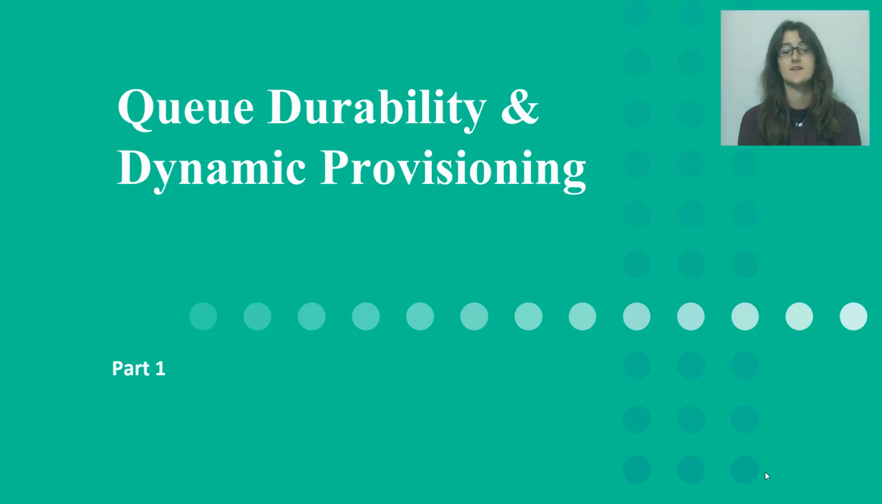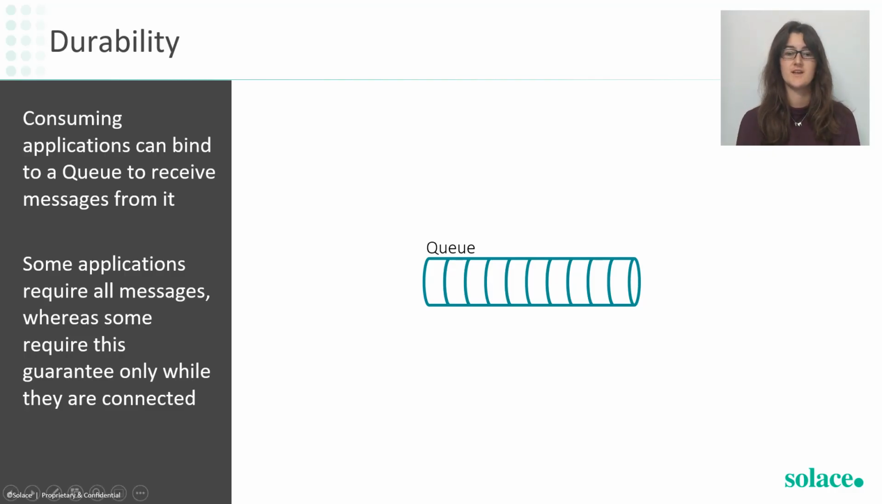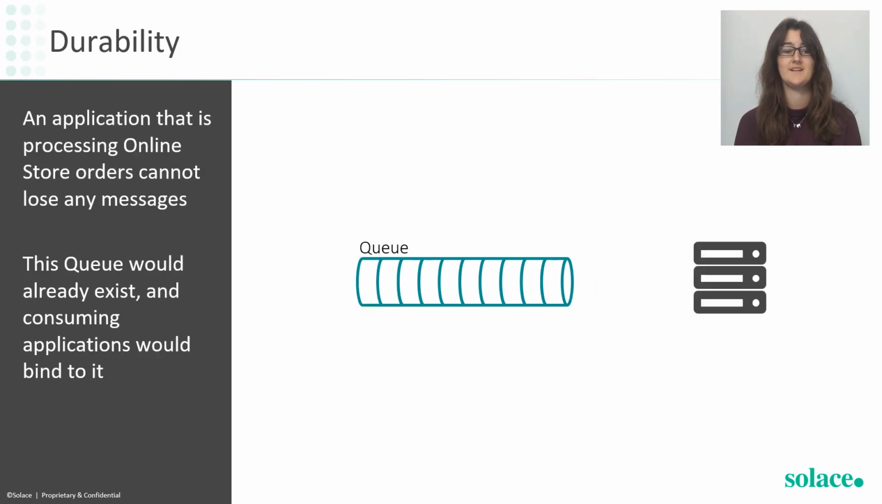In this video, we're going to discuss queue durability and dynamic provisioning. A consuming application can bind to a queue to receive messages from it. Should that consumer disconnect, it can reconnect and receive any messages that were received by the queue while it was disconnected. Some applications require all messages, whether they're connected or not, whereas some applications actually only need the messages when they are connected.